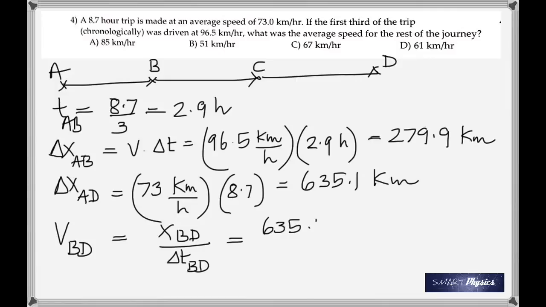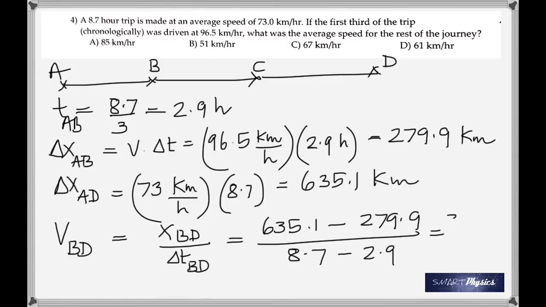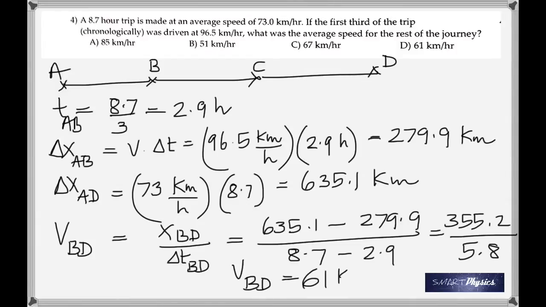And if you divide that by the time, you will get the average velocity. Okay? Because average velocity is total displacement divided by time, which gives you 355.2 by 5.8, which comes out to be 61 kilometers per hour.